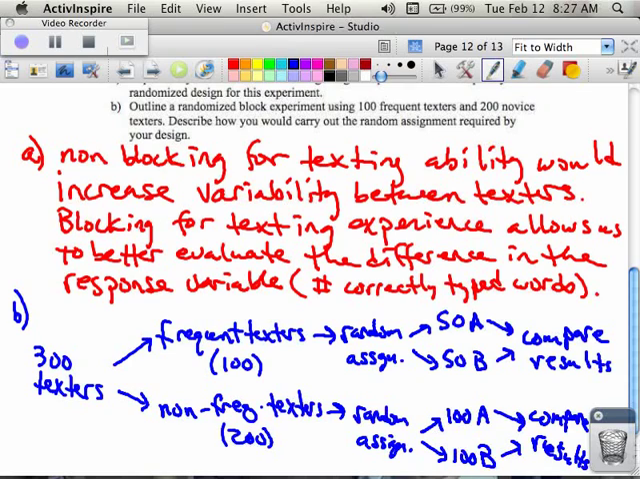You just write a short paragraph, a few sentences about this, just like we have in the past. They ask you to describe how you would carry out this experiment. So we drew the diagram, but then afterwards, why don't you take the next couple minutes and, just like in the previous example, write a few sentences. We're going to take the 300 texters and block for frequent and non-frequent texters. After we do that, we'll randomly assign, so tell them how you're going to randomly assign 50 people from the frequent to group A, 50 to group B, and then in the end, talk about comparing the results. Take a few minutes to do that.